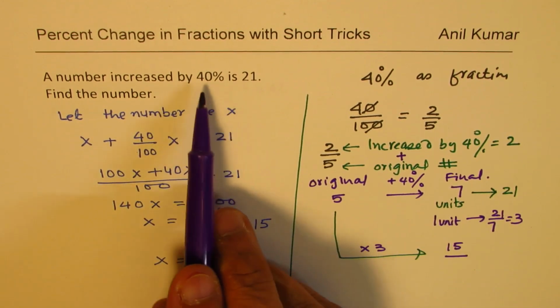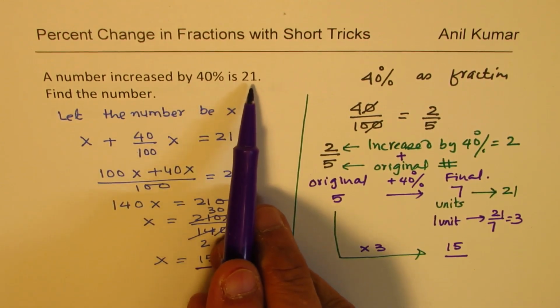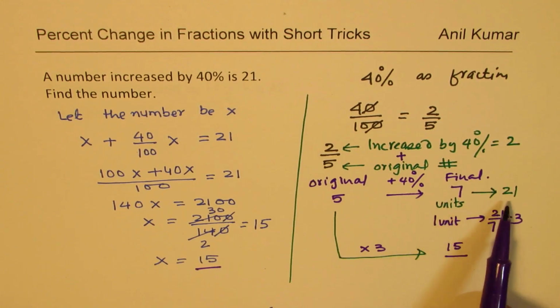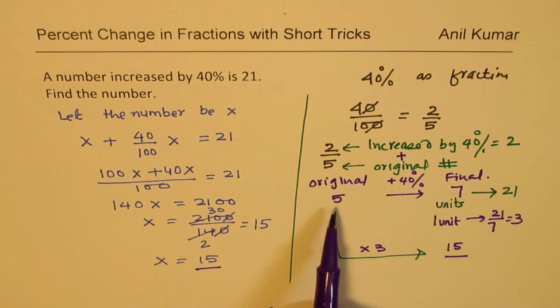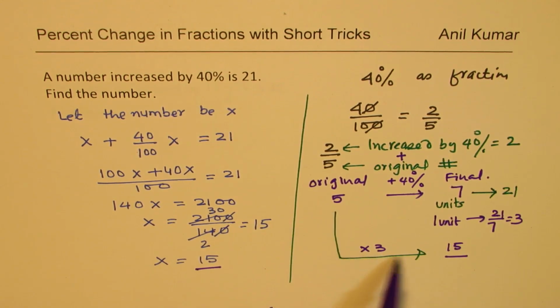Now you are given that this increase is actually 21. So 7 units is 21, 1 unit is 21 divided by 7, which is 3. Now if each unit is 3, then the original number should be 5 times 3, 15. Do you get the idea? So that is the basic concept with which we are going to work.